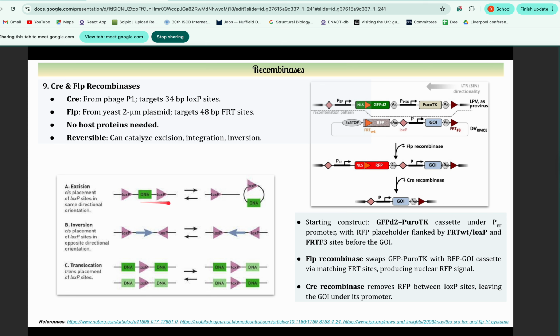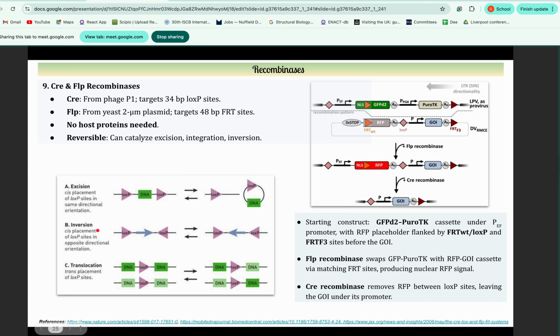So it depends on how the LOXP sites are arranged. If both the LOXP sites are arranged head to tail, so the directionality of both is the same, Cre will come and bind to the LOXP sites and remove the DNA which is present between them, and preserve one LOXP site in the segment from where we started. So this is excision done by Cre recombinase.